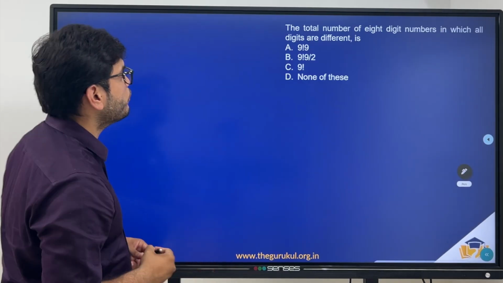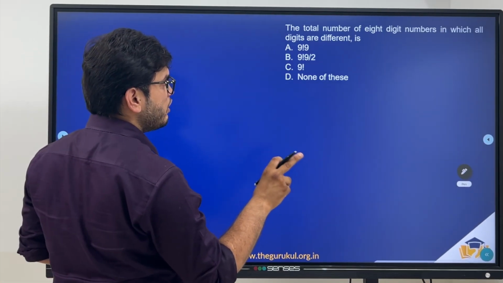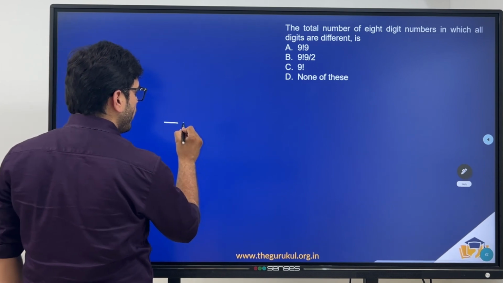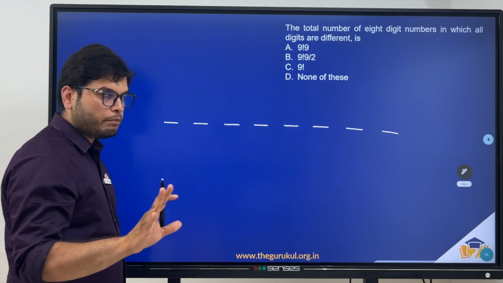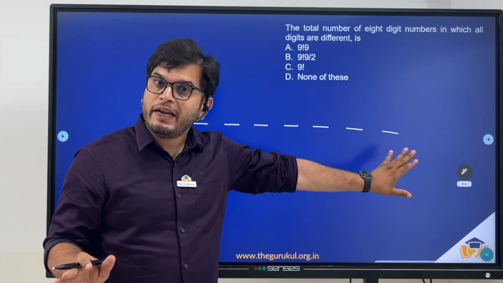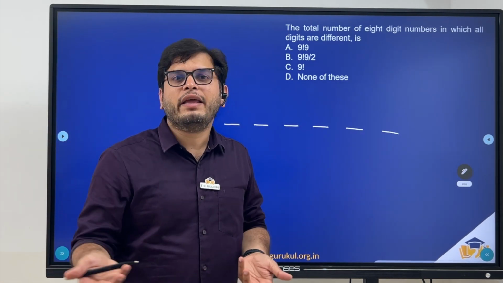Now coming to the third question. The total number of 8-digit numbers in which all digits are different. So we have how many? 1, 2, 3, 4, 5, 6, 7, 8. 8-digit numbers, right? All the digits should be different. So that means there should not be any repetition of the digits.